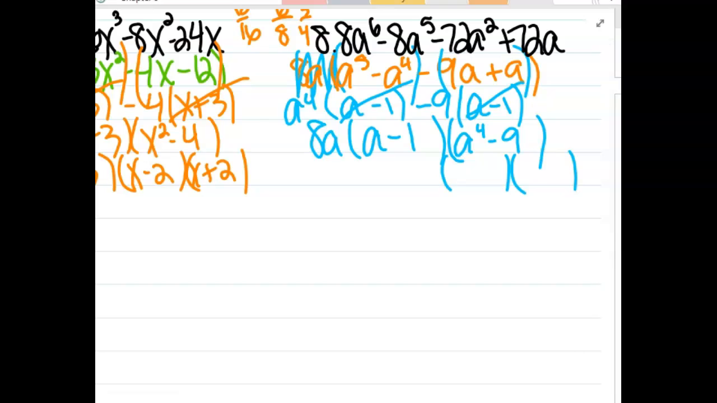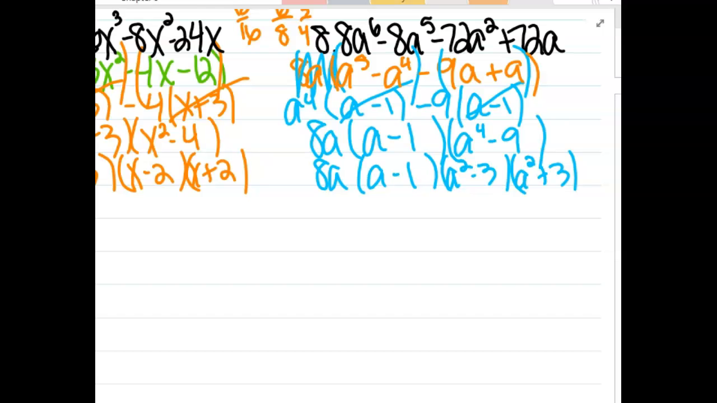What times what gives you a to the 4th? a squared times a squared. What times what gives me negative 9? A negative 3 and a positive 3. So your answer would be 8a times a minus 1 times a squared minus 3 times a plus 3.